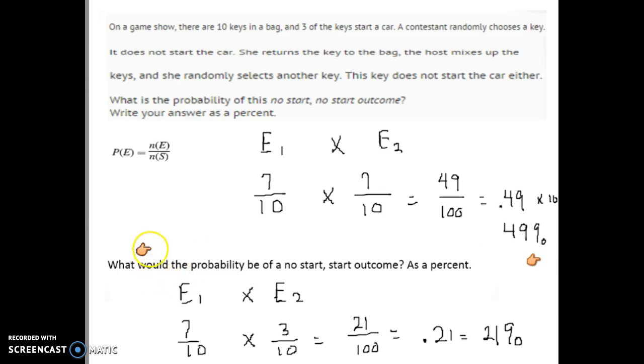Now if we change it up a little bit, what is the probability of no start, so the same first draw, and then start outcome? Now she's going to win the car. So let's take a look how that would change. Our first event, 7 out of 10. Our second event, now there are 3 that start the car. So 3 out of 10 is going to be our probability of the second draw. Multiply these together, and so she has a 21% chance of actually winning the car on the second draw.